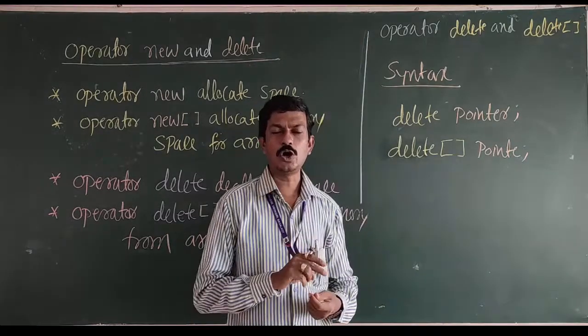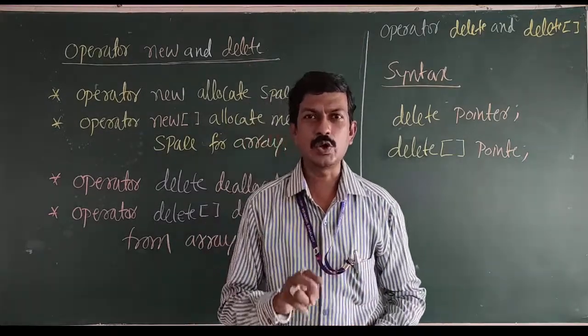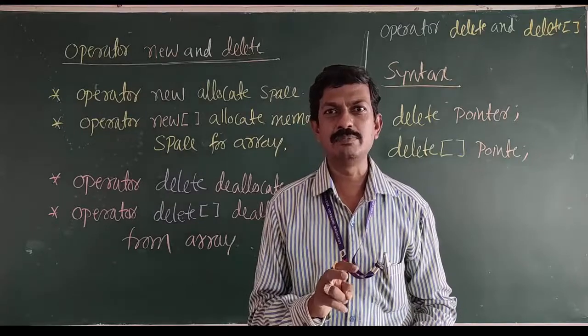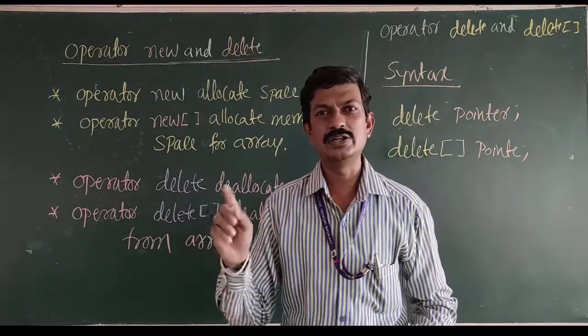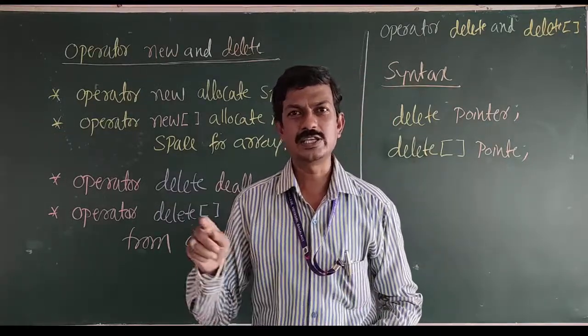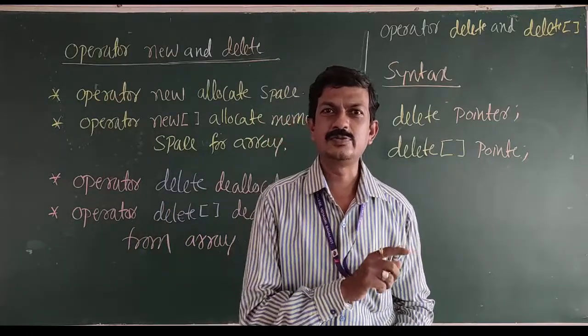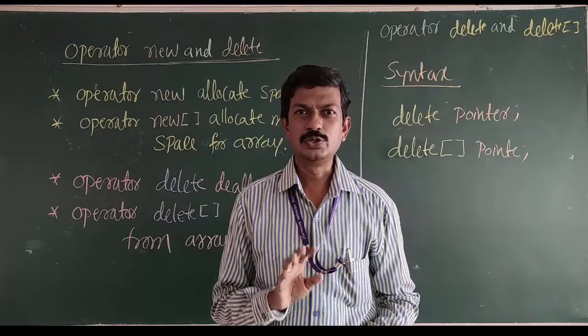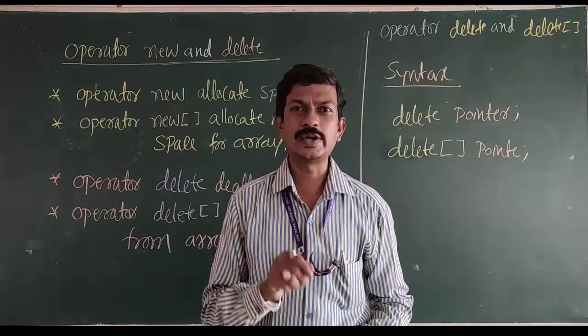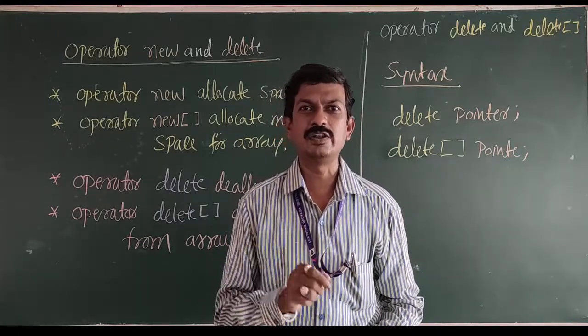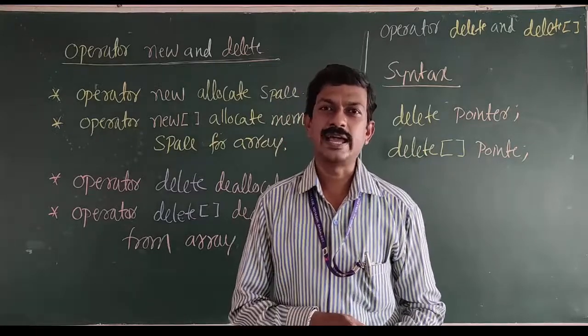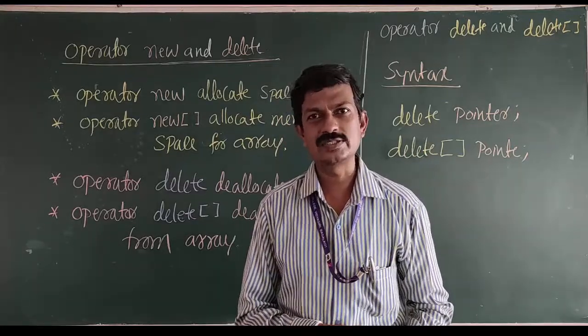These are the two pairs of operators we use to allocate as well as deallocate the memory for a variable. Those are new and delete, new with the square bracket and delete with the square bracket. These are the different operators used to allocate and deallocate the memory for a given variable. That is called the dynamic allocation and deallocation concept.